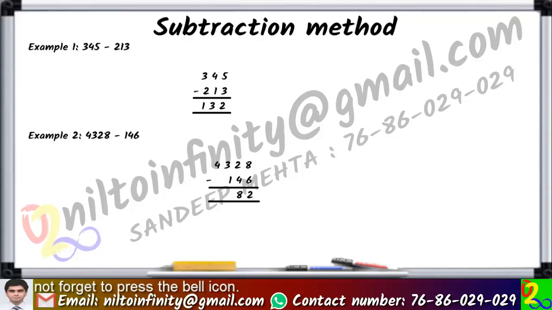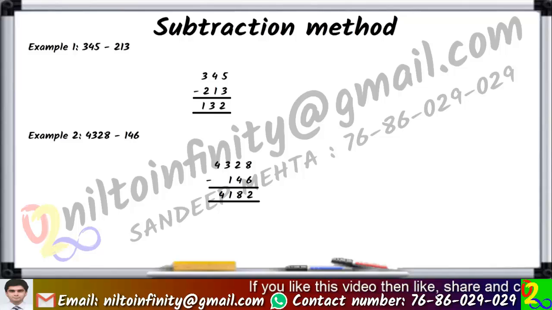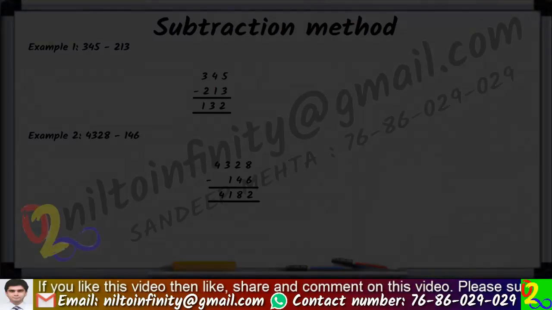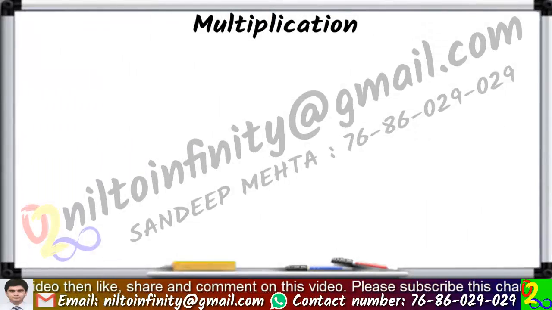3 will become 2 after giving 1 borrow on its right to 2. So 2 minus 1 gives 1. 4 minus 0 gives 4. So the subtraction of 146 from 4328 gives 4182. Now let us discuss multiplication.